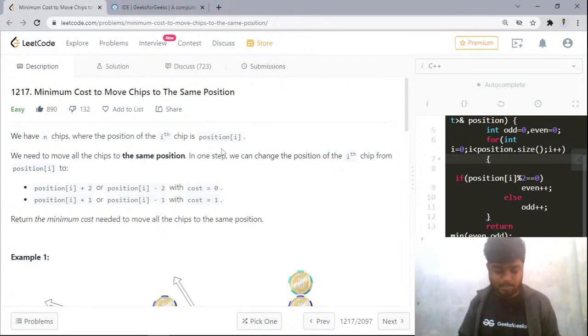So we'll be discussing this problem and it is an easy level problem, but still there is some trick behind this question, right?